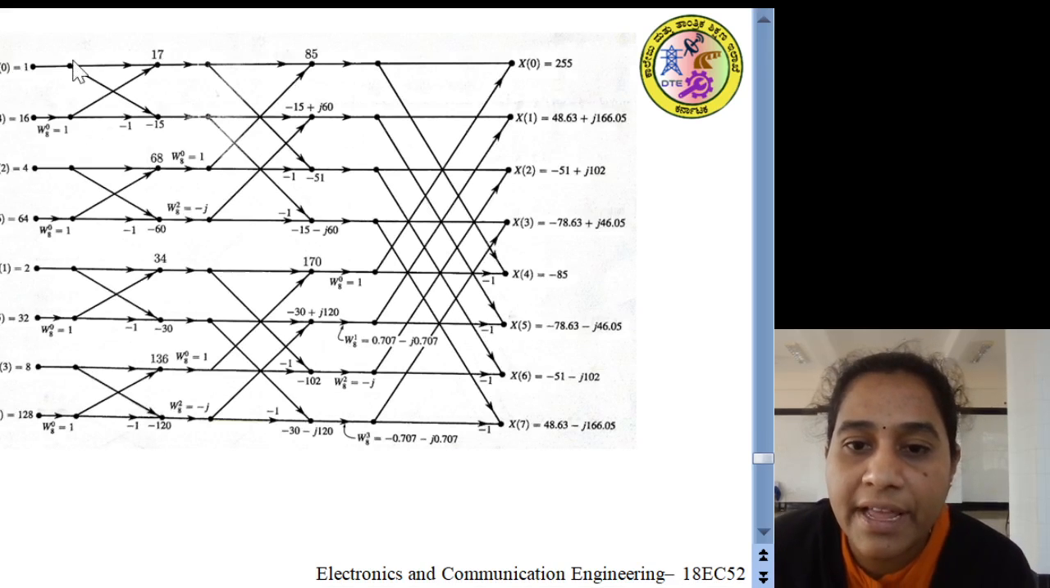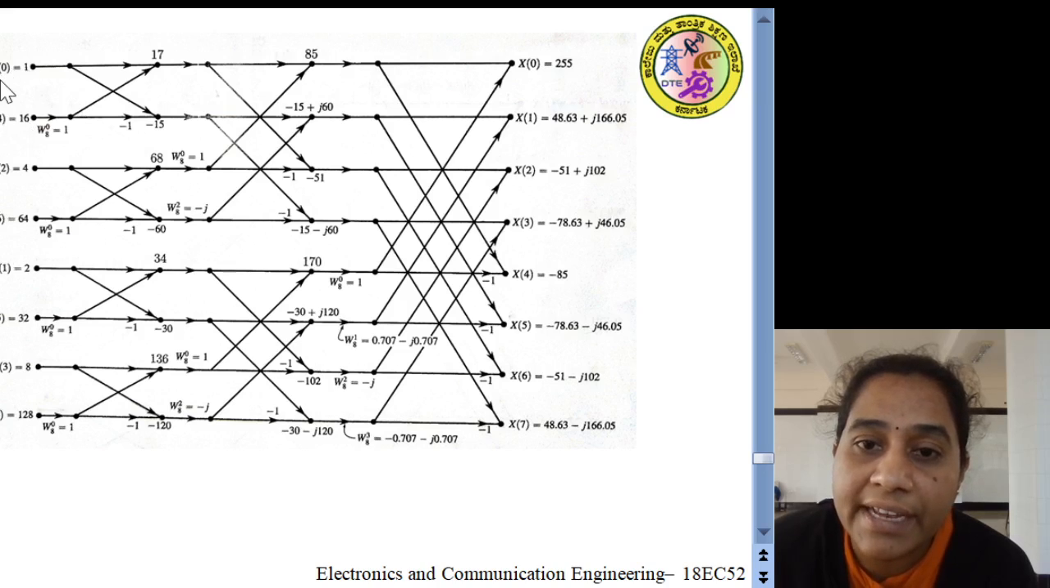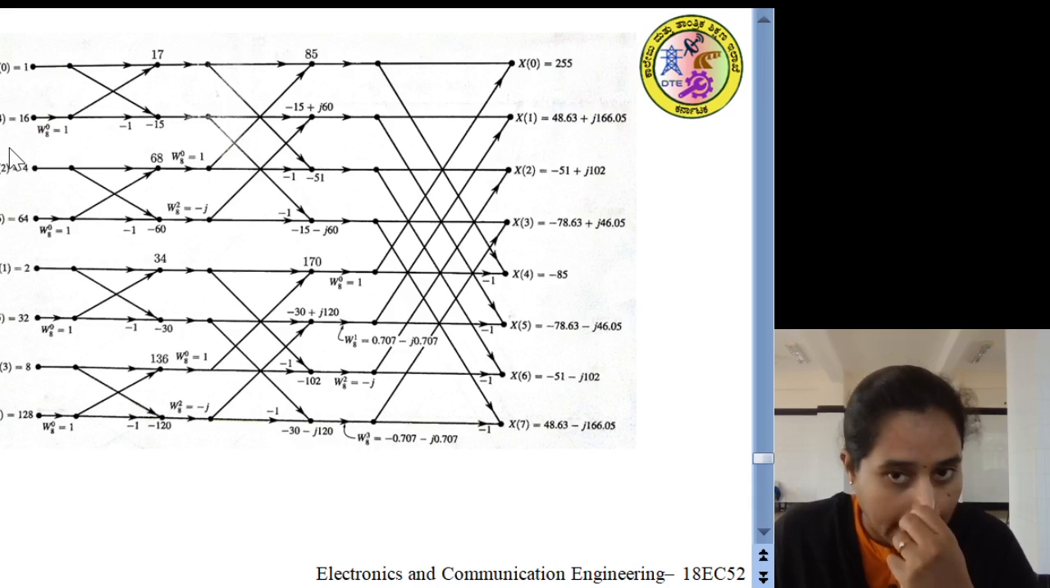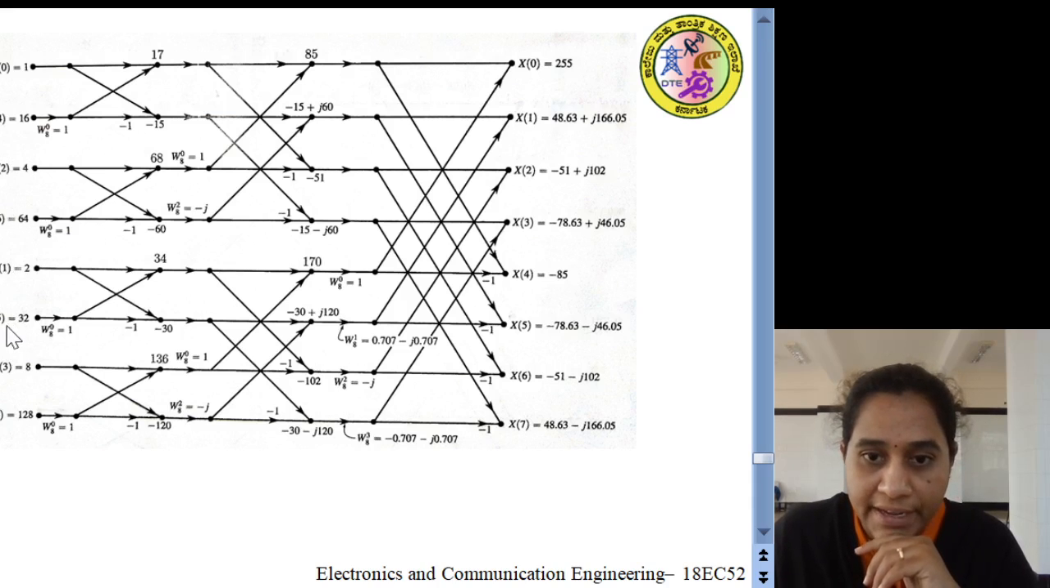We can observe here that the input we are giving is in bit reversal order. You can observe here, not as x of 0, x of 1 and x of 2. Instead we are giving it as x of 0, x of 4, x of 2, x of 6, x of 1, x of 5, x of 3 and x of 7. Along with the corresponding values, we have substituted the inputs here.